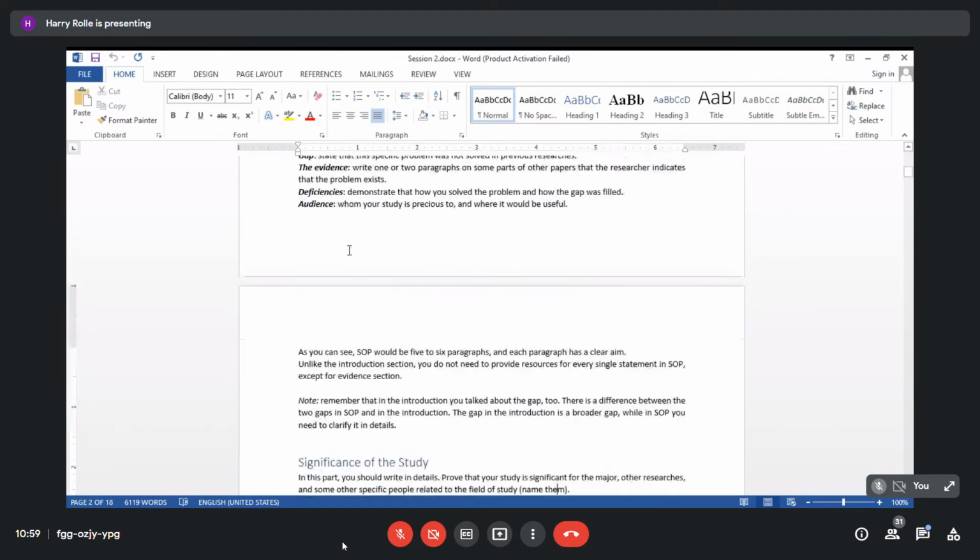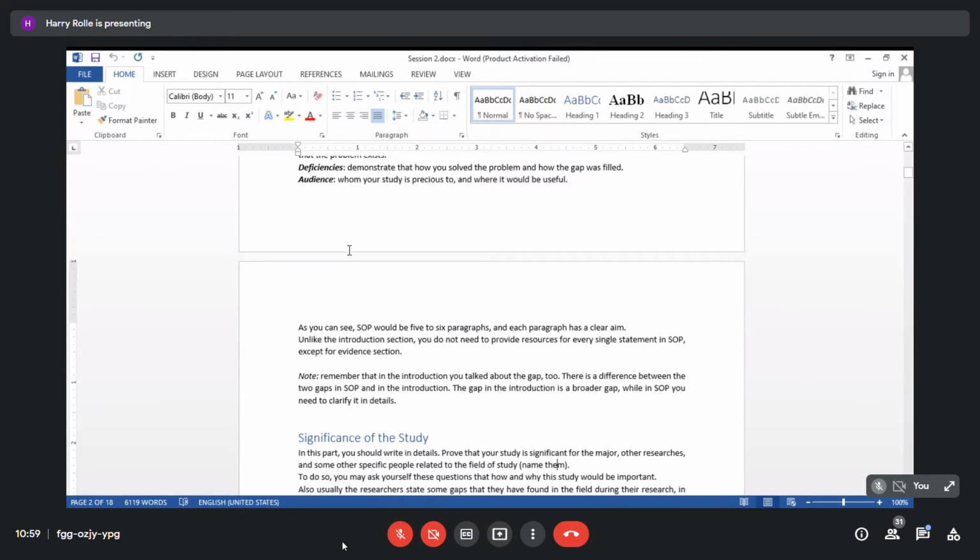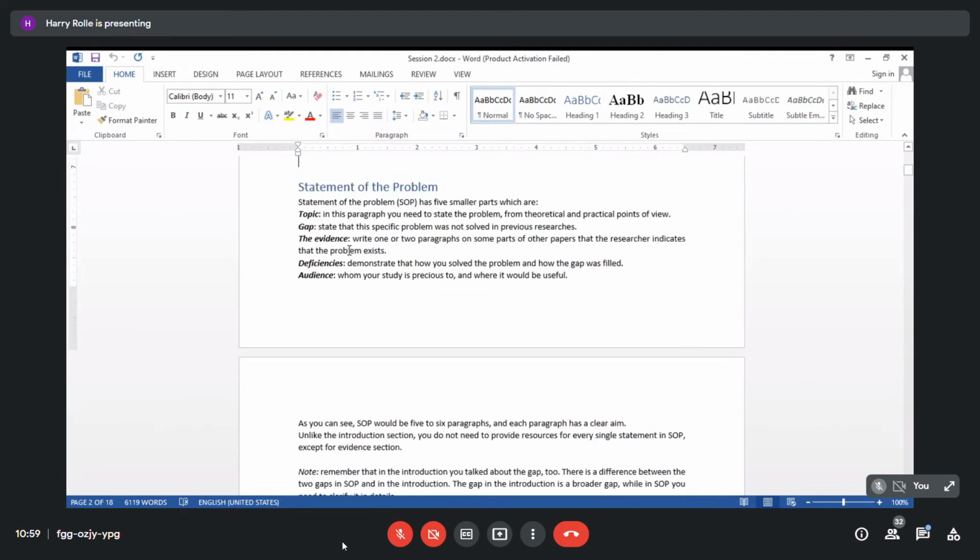Okay. As you can see, SOP will be 5 to 6 paragraphs and each paragraph has a clear aim. Unlike the introduction section, you do not need to provide resources for every single statement in the SOP except for the evidence section. Actually, sa introduction at saka dito sa statement of the problem, you need to give us what the other researches tell us about your topic. Dito nyo ipapasok yung mga na-review nyong related literature. So dito papasok yon sa statement of the problem and your introductions.